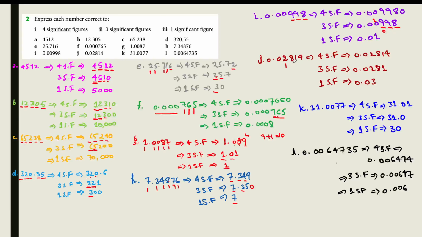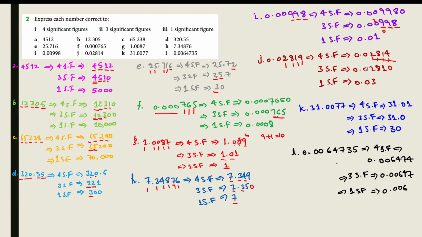0.02814 is first significant, second, third, and fourth significant figure. So it is already in 4 significant figures form, so we will keep it as it is. For 3 significant figures, this is first, second, and third. We look at the fourth significant figure, which is less than 5, therefore 1 will remain the same, we will not round up. As you can see in here, the 4 will be replaced by 0.